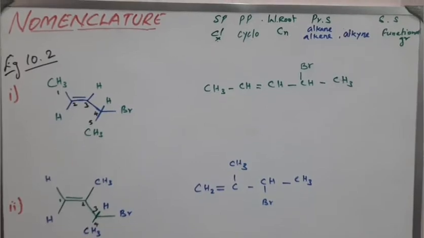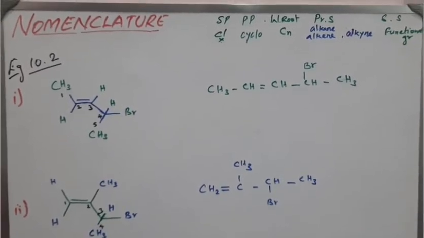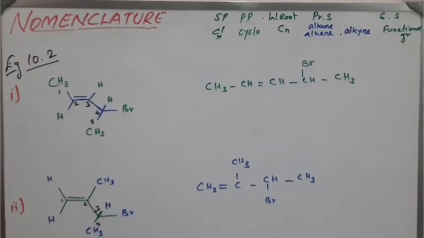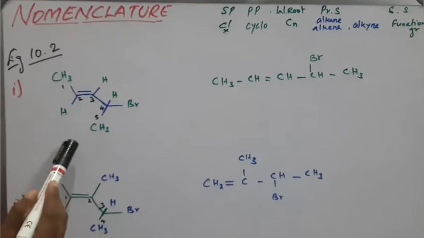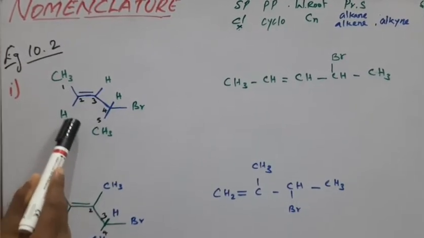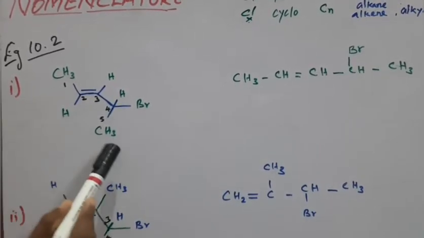We are going to see the IUPAC name for the given organic compounds. This is exercise 10.2 in your NCERT content. Let me take the first example. Here you see that this is a stick structure.